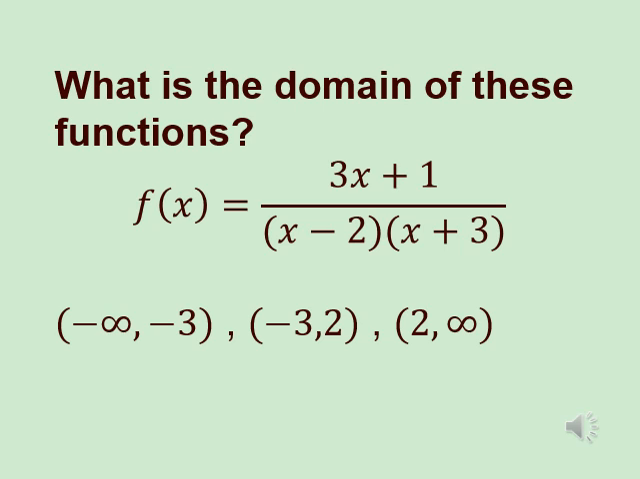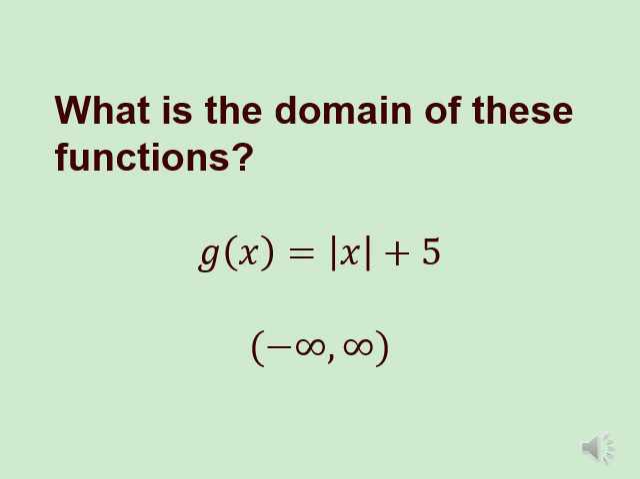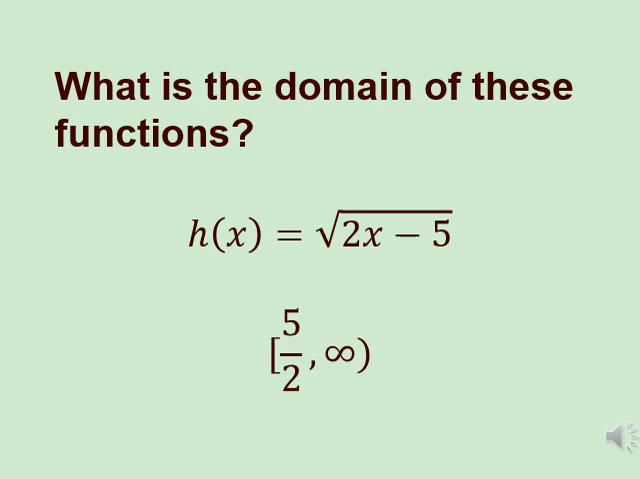That's why the book would write the answer on this as -infinity to -3, -3 to 2, and 2 to infinity. On the other hand, you could take the absolute value of absolutely any number at all. So all real numbers would work in this formula, and the answer would be -infinity to infinity. And the key to the last problem is that you can't have a negative number under a square root. So I know that 2x minus 5 has got to be greater than or equal to 0, which means that we've got to have x greater than or equal to 5/2.